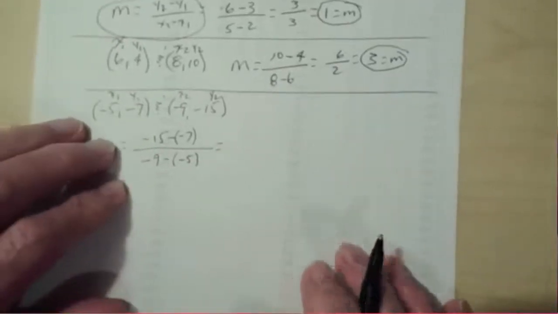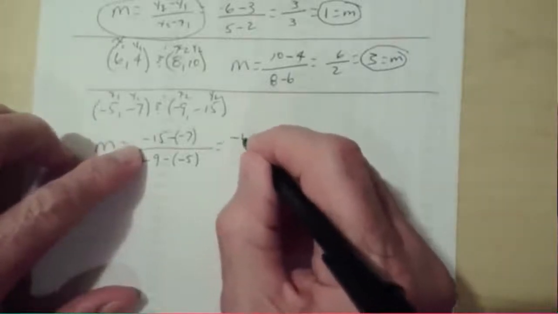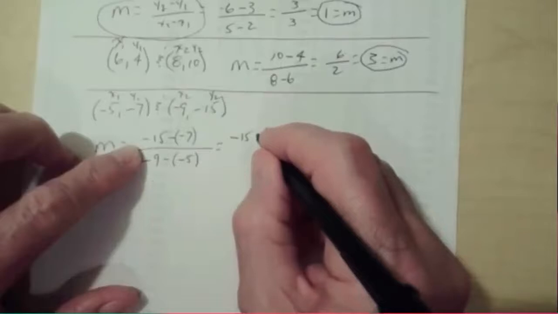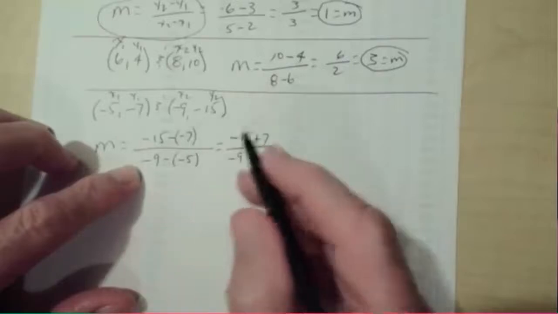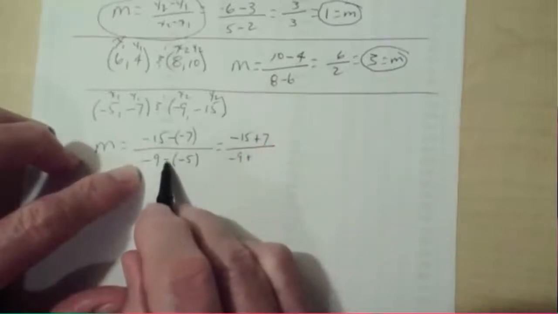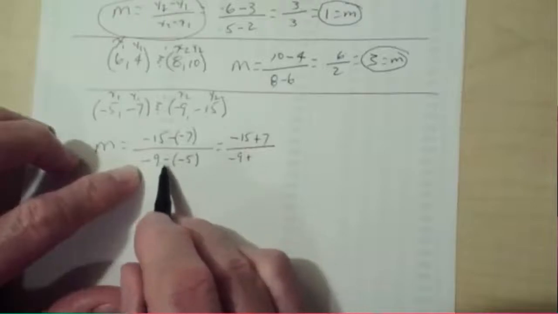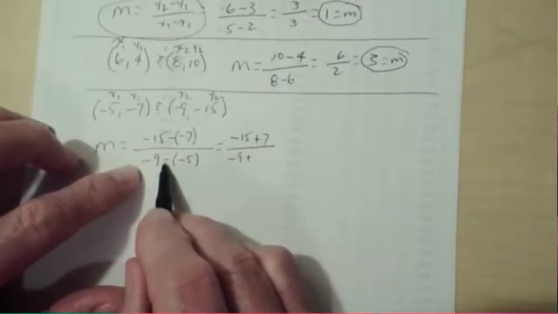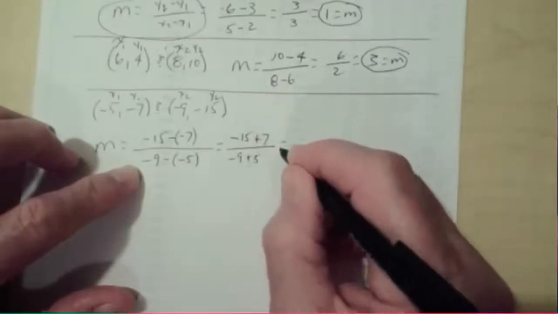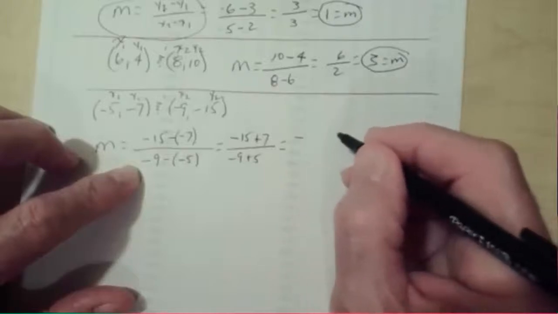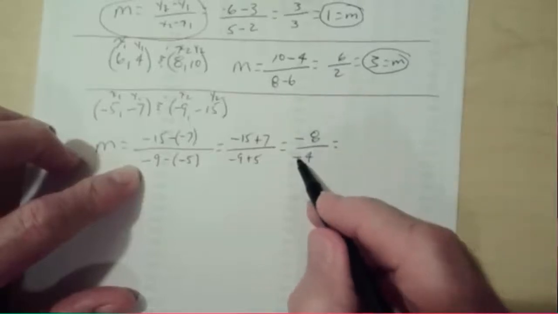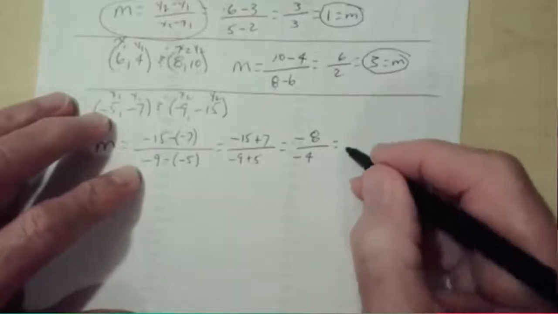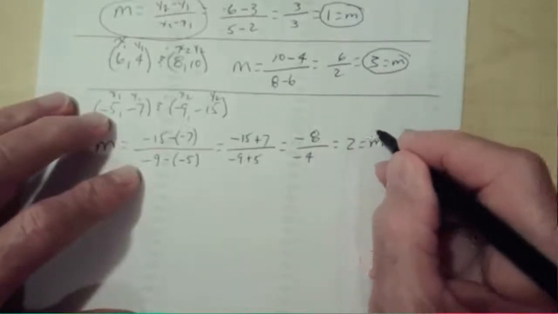-15 minus a minus is a plus, over, and again, -9 minus a minus is a plus. You can think of this as -1 times -5, or you can think of it as the opposite of. Negative also means the opposite of, so the opposite of -5 is a +5. Now we do the arithmetic. We get negative 8 over -4. A negative divided by a negative is a +2. Okay?